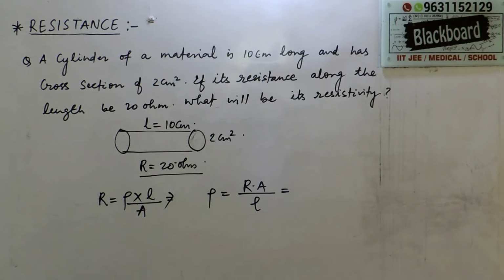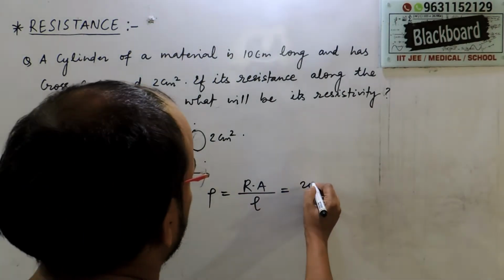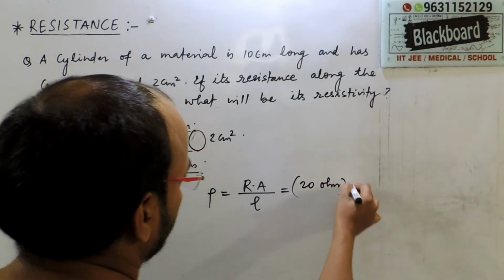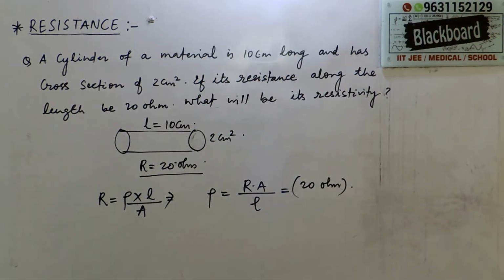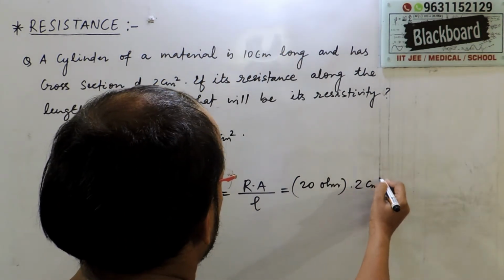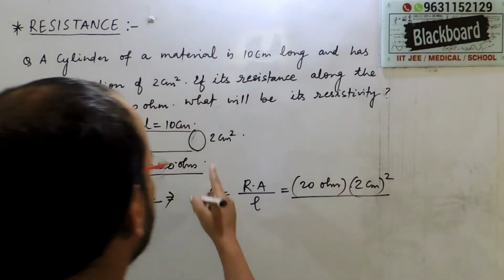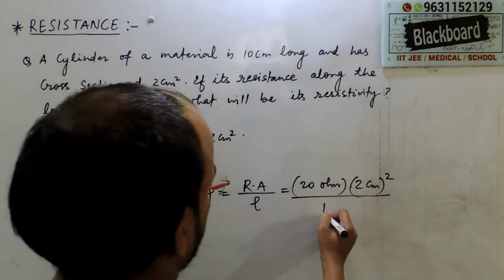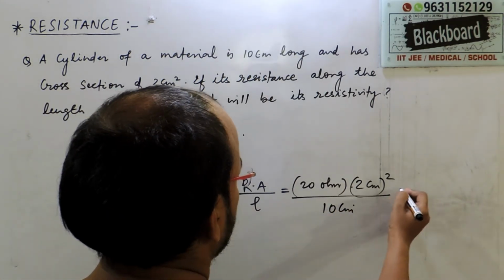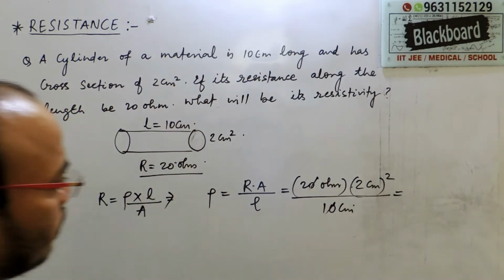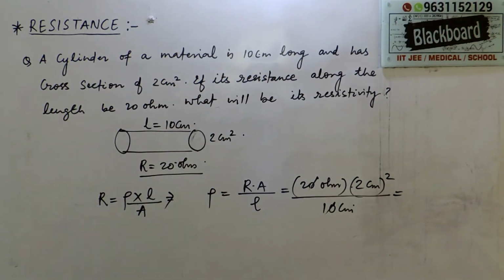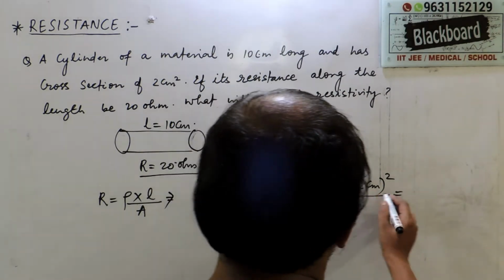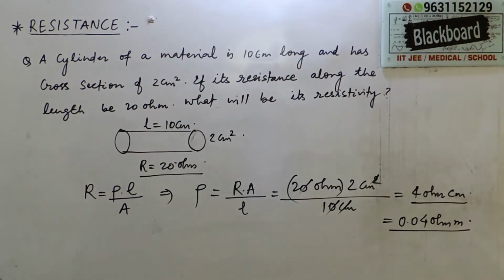Here resistance is 20 ohm. Put this value. Area is 2 centimeter square, divided by length, which is 10 centimeter. After cancelling you will get this equals 4 ohm per centimeter. Now convert it into meter, you will get 0.04 ohm.